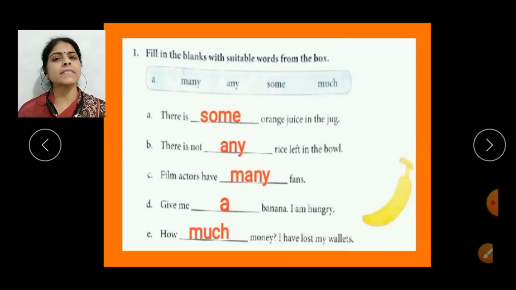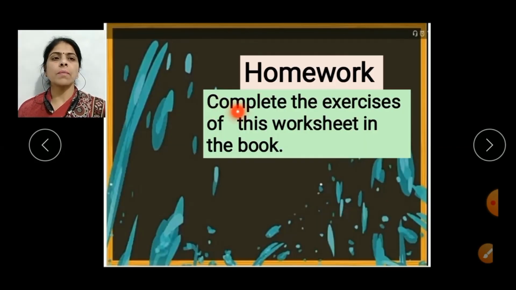With this, the exercises of this worksheet are completed. Now there is a small homework for all of you. Complete the exercises of this worksheet in the book.